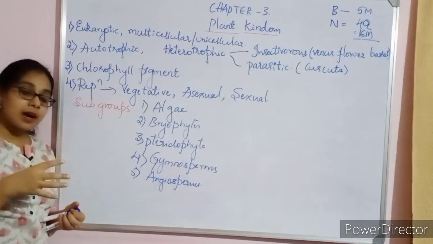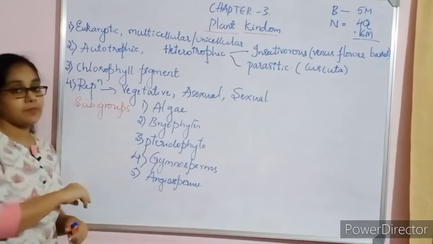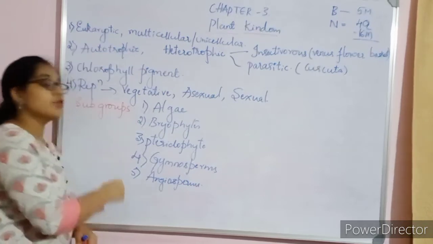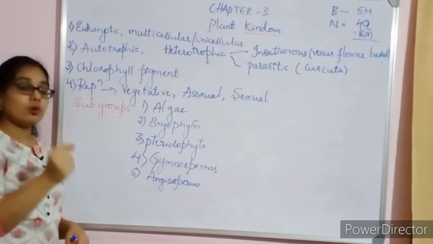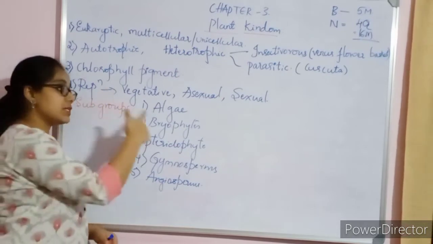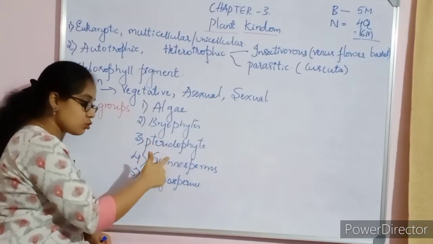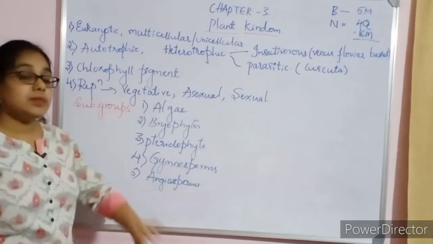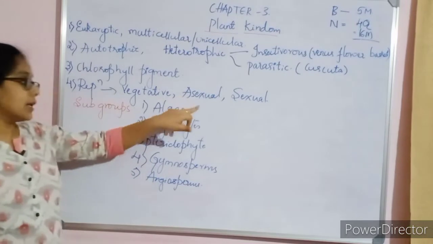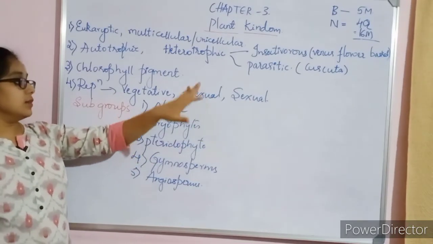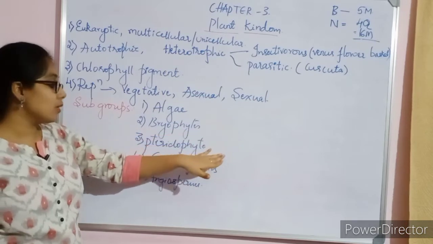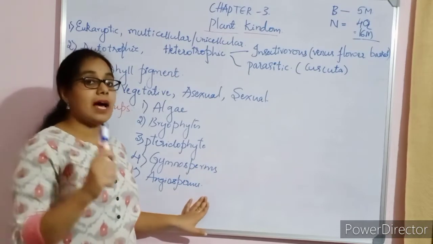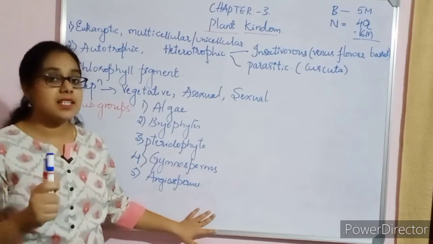That means we have divided plants into different groups based upon their characters. And one thing, while you are writing the subgroups of the plant kingdom, you have to follow the same order. First you have to write algae, then bryophytes, pteridophytes, gymnosperms and angiosperms. Why? Because among the plant kingdom, the first formed plants are algae. Then they evolved into bryophytes, bryophytes evolved into pteridophytes, then into gymnosperms, and finally the highly evolved plants, the angiosperms which we are seeing today.